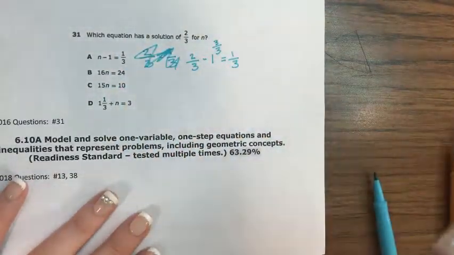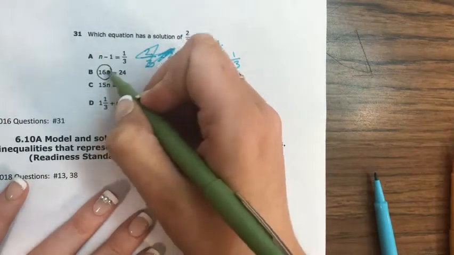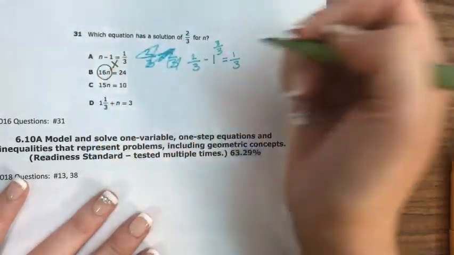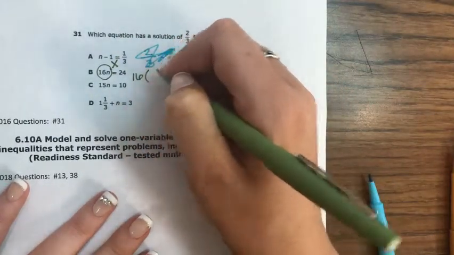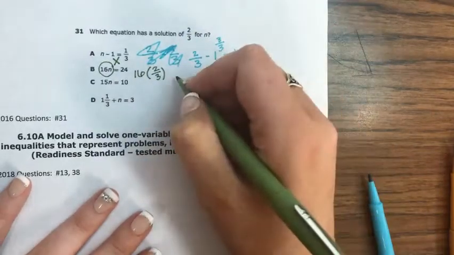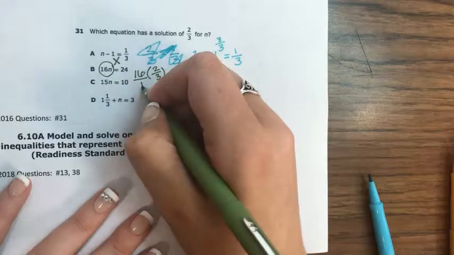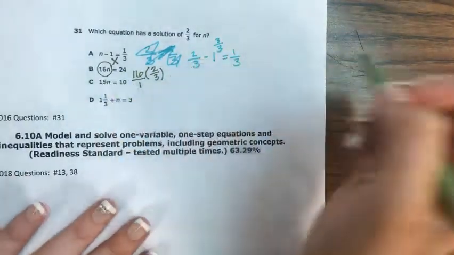Essentially on this one, just remember when you have a number and a variable like this next to each other, that means to multiply them. Put your number in parentheses. So we would set that up as 16 and then 2/3. So to multiply that, we would have to put 16/1 and then multiply top times top, bottom times bottom. And you would do the same for C.